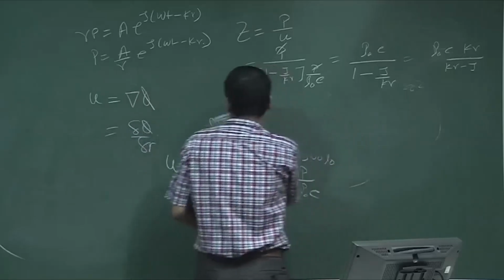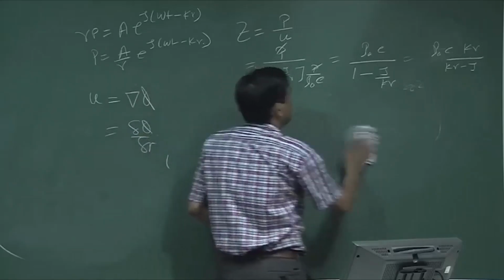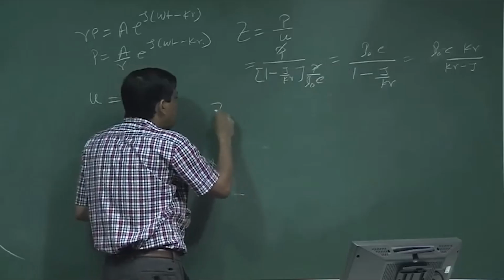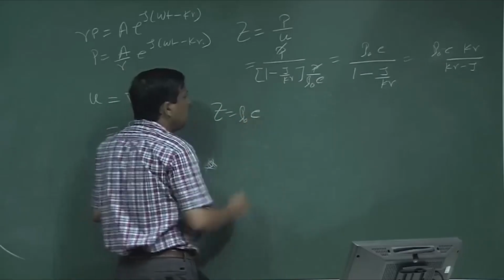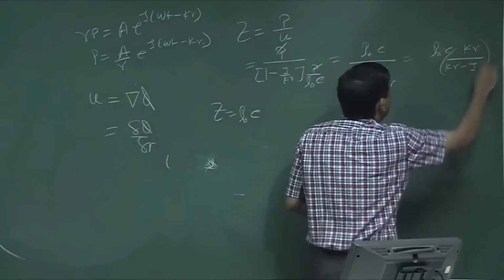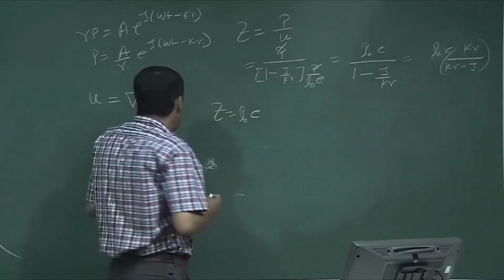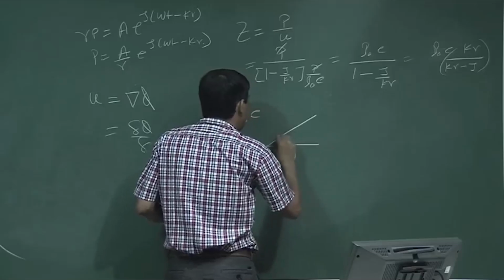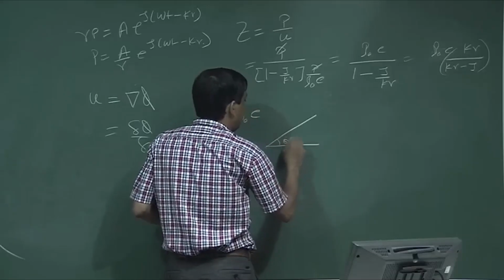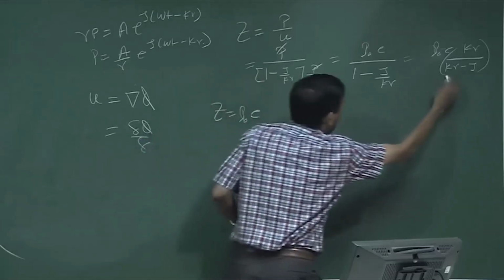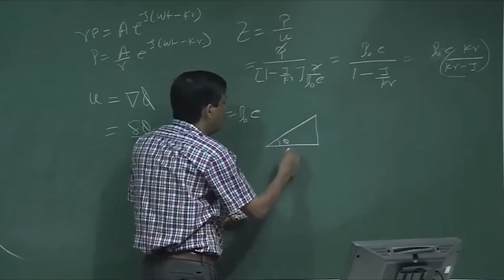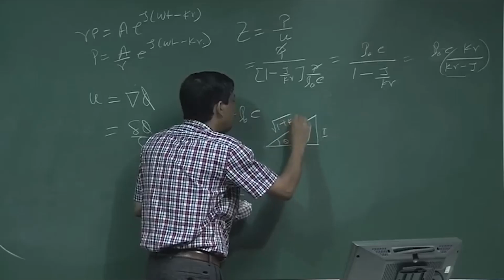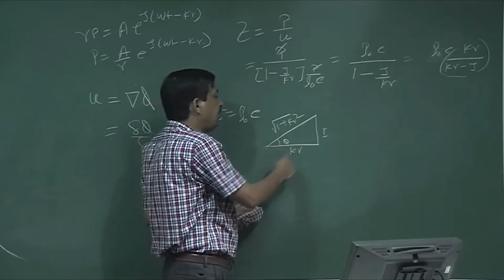Let us consider k r by k r minus j. In case of a linear wave, Z is nothing but rho 0 C. Here there is another complex term. Let us consider this j creating an angle. If this angle is theta, and I represent this complex number in trigonometric form, it will be k r, 1, and root over 1 plus k r square.